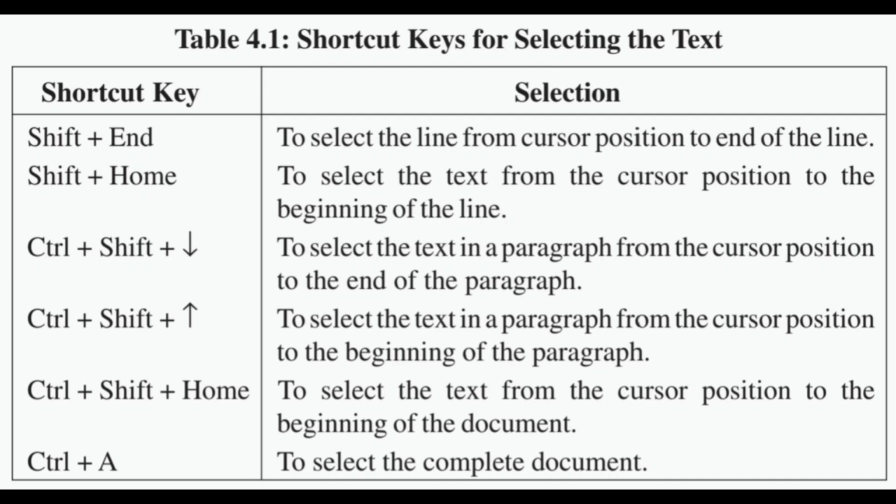Then shift plus home: if you press shift plus home, it will select the text from the cursor position to the beginning of the line. So if you press these two keys at a time, the selection goes to the beginning of the line position. Then control plus shift plus down arrow: if you press these three keys at a time, it will select the text in the paragraph from the cursor position to the end of the paragraph.